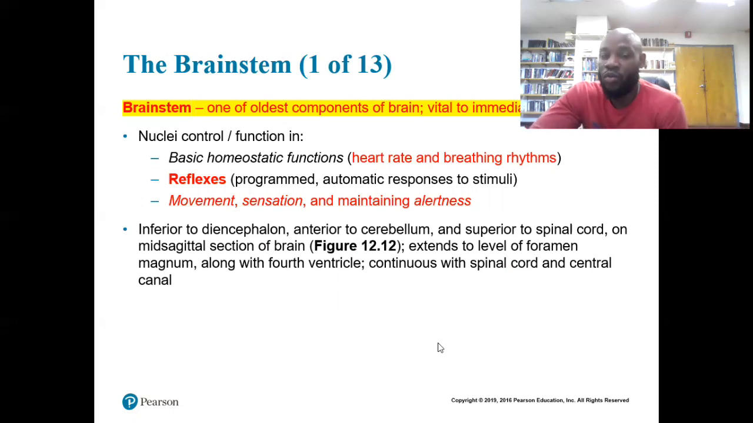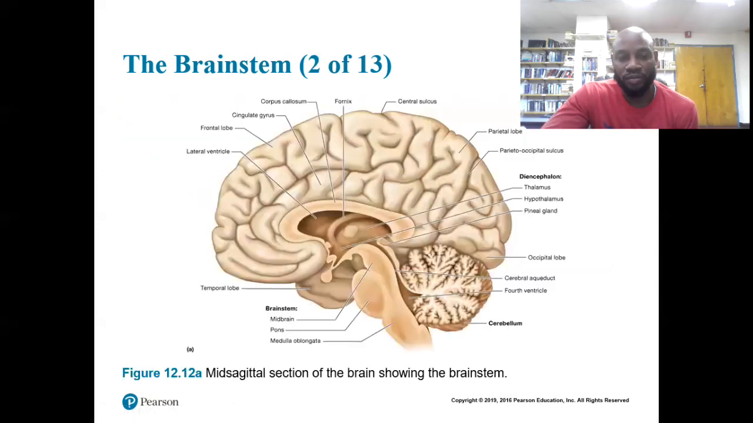They very much are, but your brainstem is extremely important to your homeostasis. And other parts of your brain work with your homeostasis as well. But the brainstem's very specifically. Also reflexes, movement. Again, we have movement, sensation, maintaining alertness. And so you see overlap between different sections of the brain. Brainstem is inferior to the diencephalon, anterior to the cerebellum, superior to the spinal cord, just above the spinal cord on the mid-sagittal section of the brain, extends to the level of foramen magnum along with the fourth ventricle, continues with the spinal cord and central canal.